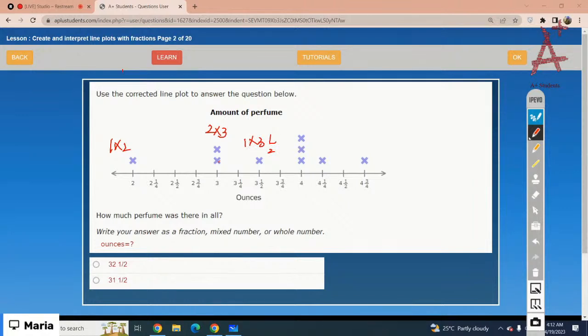Then you have to add up all the values. Got it? Here you have 3. So you have to do 3 times 4. Here you have 1. So you have to do 1 times 4 whole 1 over 4. For this one you have to do 1 times 4 whole 3 over 4. And at the end you have to add up all the values.